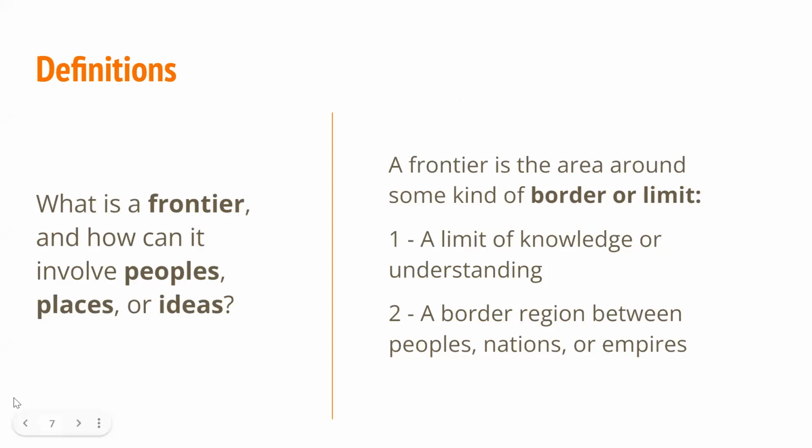Okay, so we've developed some definitions, and this is consistent with the materials that the national office is also providing. So what is a frontier and how can it involve peoples, places, or ideas? As we talked about, a frontier is the area around some kind of border or a limit. And that can be a limit of knowledge or understanding, what is known, or it can be a region between peoples or nations or empires.